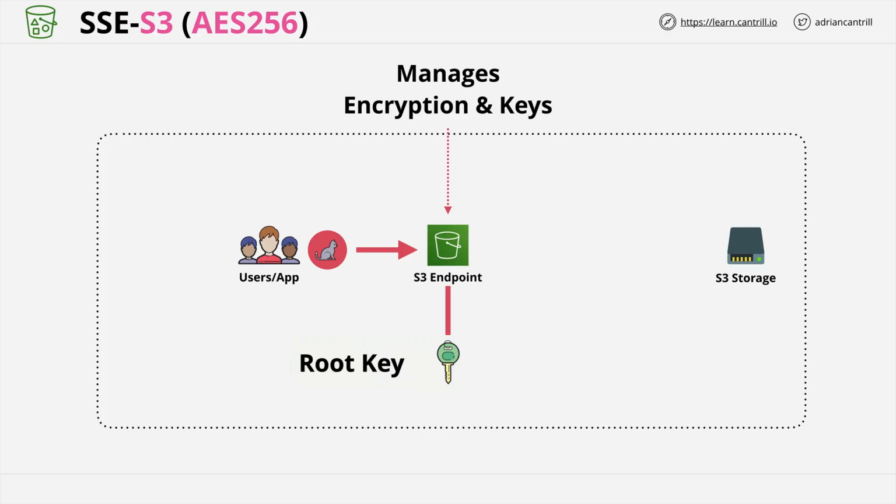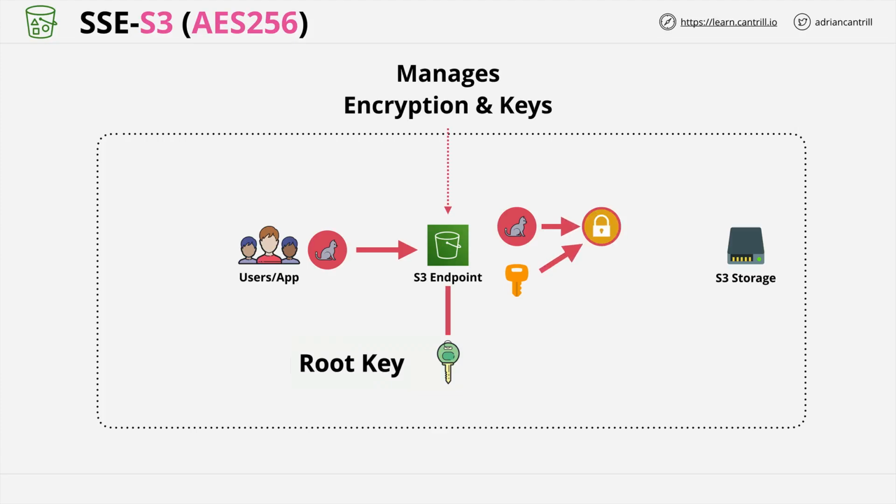and control. Now, when an object is uploaded to S3 using SSE-S3 encryption, it's actually encrypted by a key that's unique for every single object. So the way that this works is that S3 generates a key specifically for this one object. So it's a key specifically designed to encrypt this one object. And then it uses that key to encrypt that plain text object.